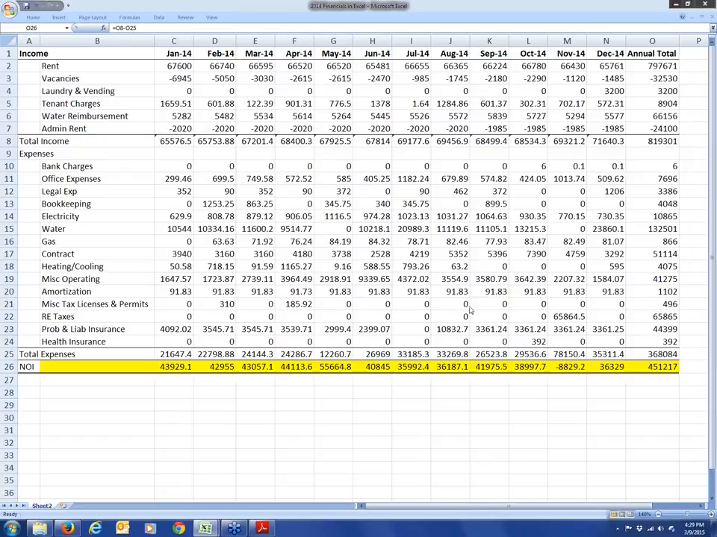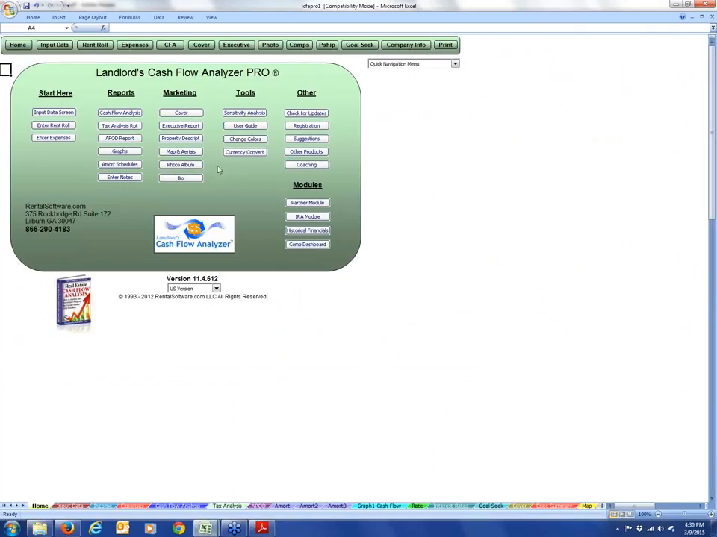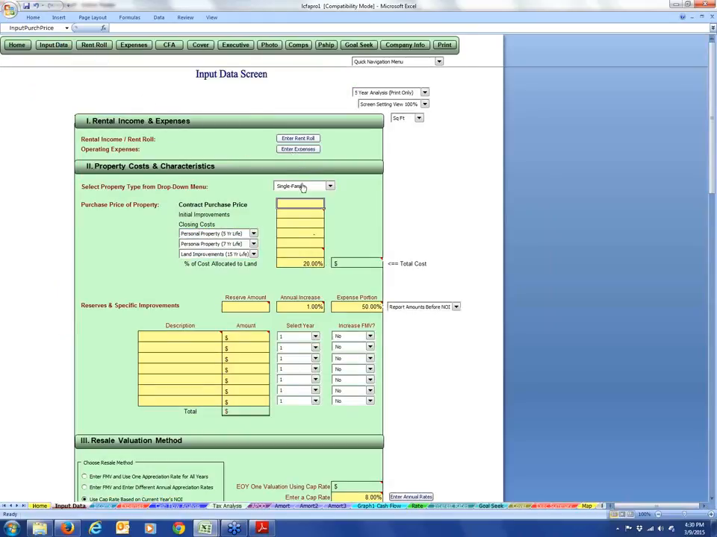Okay, so the next thing I'm going to do, now that I have the profit and loss statement for 12 months, which is the income expense statement, profit and loss, all the same, just by a different name, is come over here to Landlord Cashflow Analyzer and start to input the data. All right, let's go with the input data section. This is a multifamily property. I don't know what the contract price is just yet.